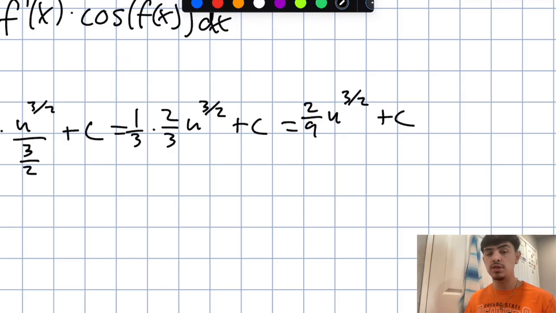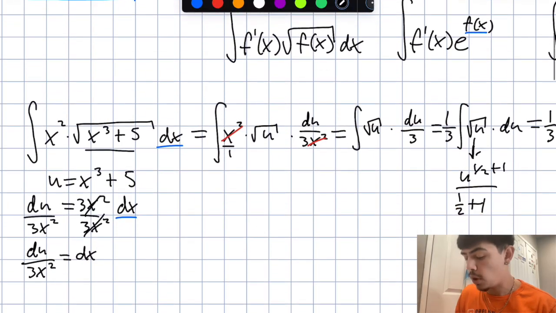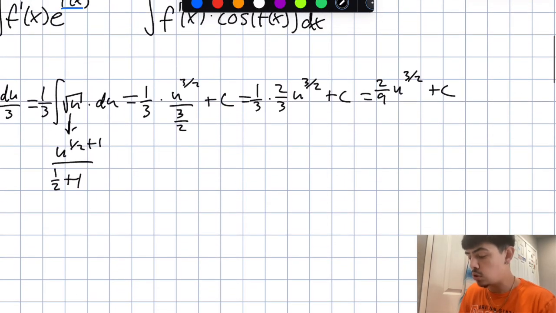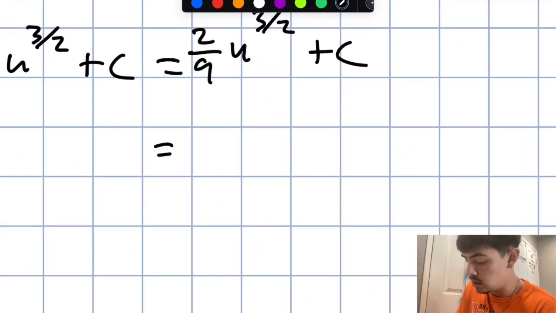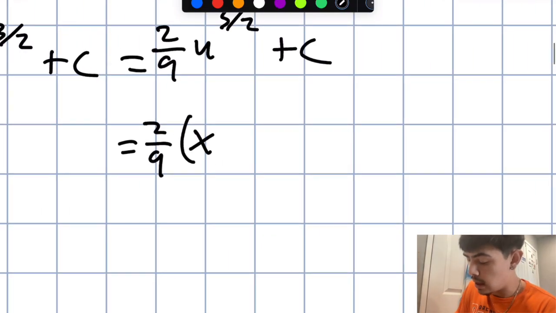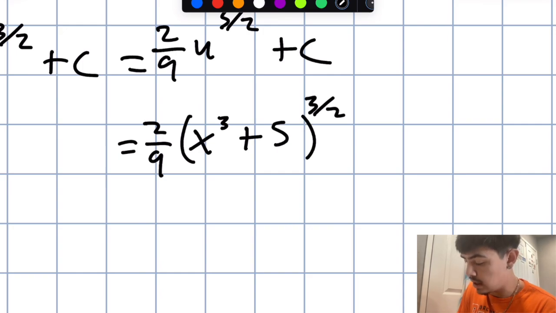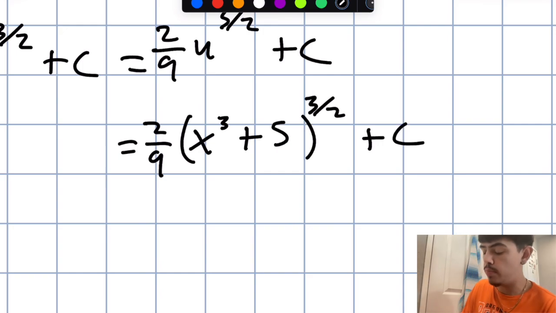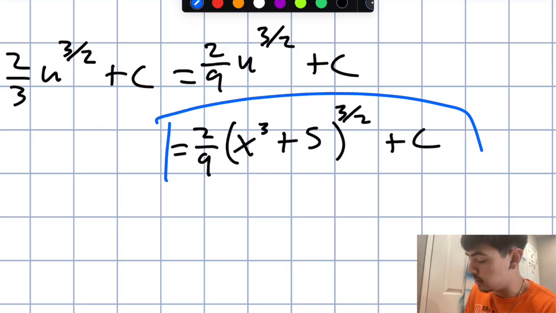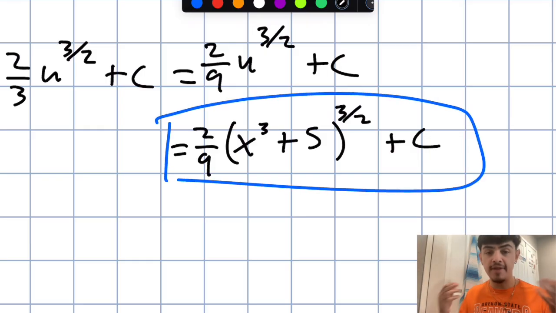The last step is just to replace our answer in terms of x's. We don't want to end off with u. That's not correct. We want to end up with an answer with x's in it. So let's look back at what our u sub was. Our u sub was x cubed plus 5. So we're just going to go ahead and plug that into where our u was. So we have 2 over 9, and we're just going to do a parenthesis, x cubed plus 5, to the 3/2 plus c. Boom. Final answer, done. Very simple, very satisfying.